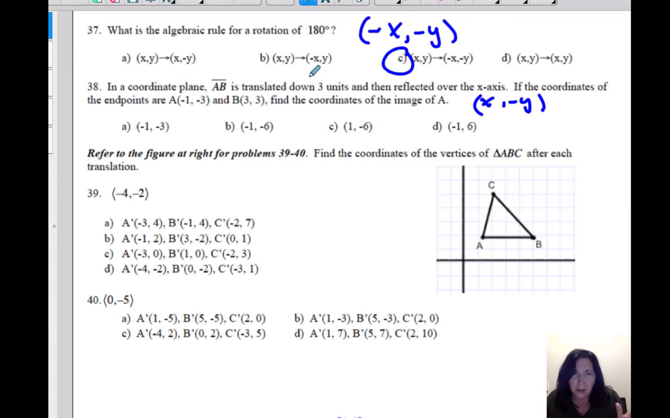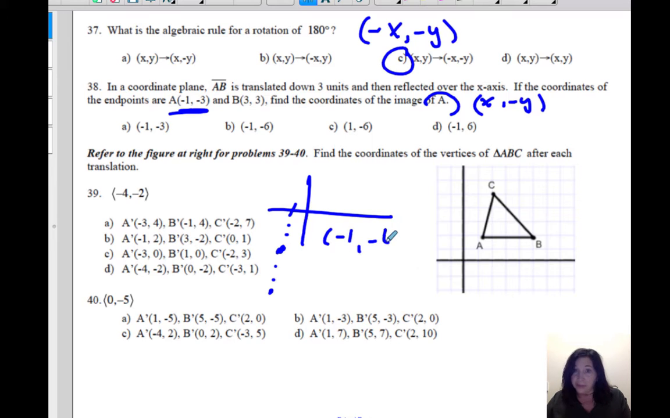Okay, these are my endpoints, -1, -3, and 3, 3. Find the coordinates of A. Oh, goodness. So I only have to worry about A. Okay. So translate that down 3. So if I have the point, let's draw this, -1, -3. Find the coordinates of the image. Okay, so there we go. So if I go down 3, 1, 2, 3, where am I? I'm at -1, -6. And then it says, reflected over the x-axis. So now I have to do this. X stays the same. So I have -1, and then the opposite of y. So that's 6. So -1, 6, so that's D.